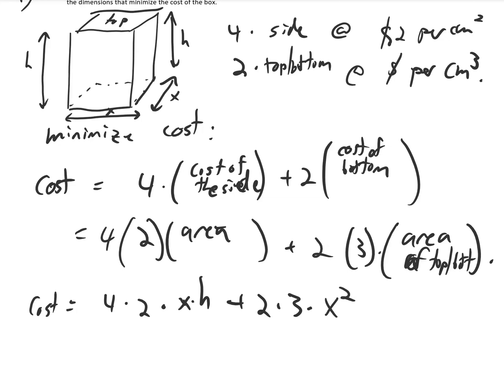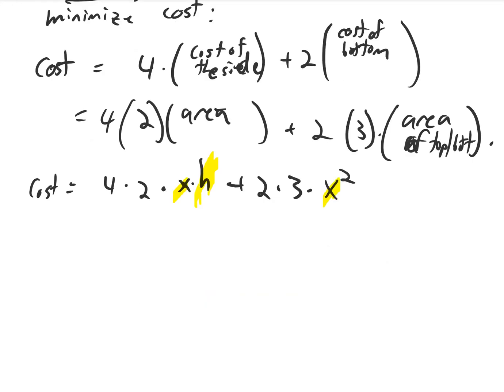Okay, this is pretty good. We're making progress. There's one thing we need to improve before we finish, though. Here we have 2 variables, h's and x's. We want to somehow rewrite this as an equation with just one variable. And in order to do that, we're going to have to use some details from the problem that we haven't used yet. We haven't used the fact that the total volume of this thing is supposed to be 100 cubic centimeters.